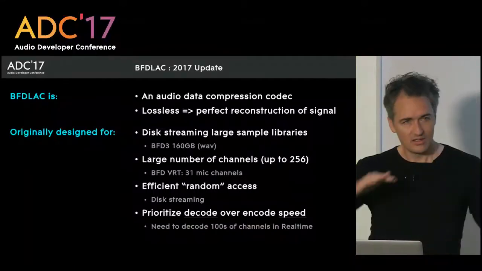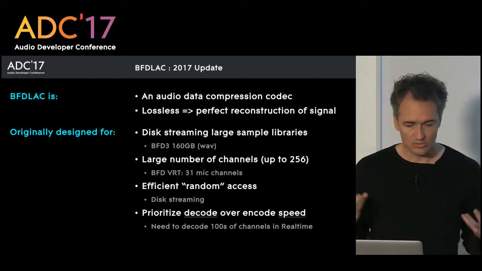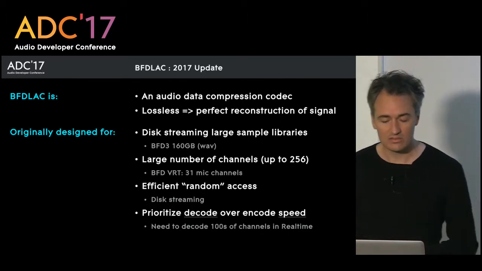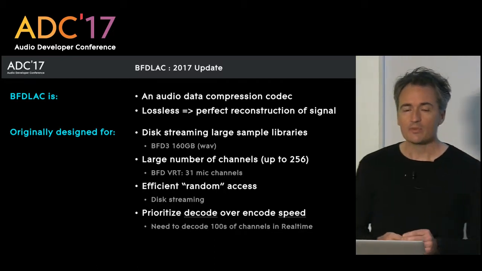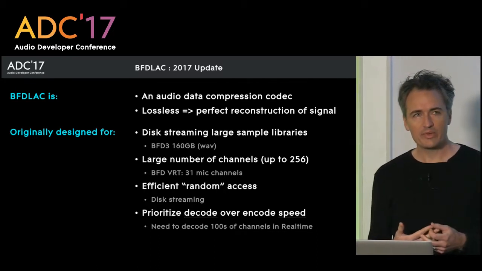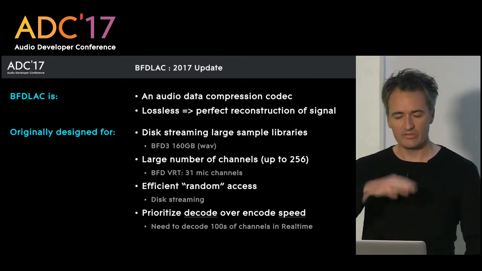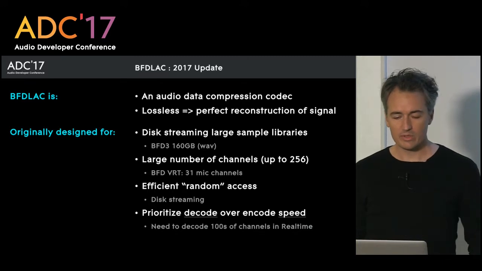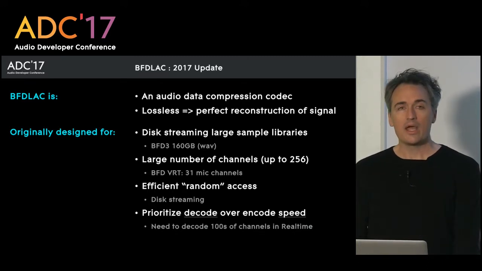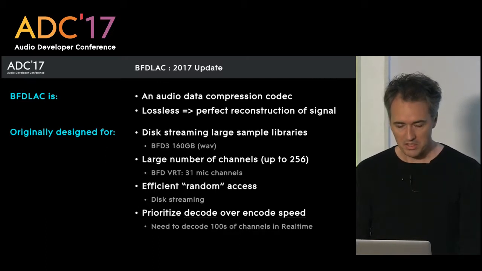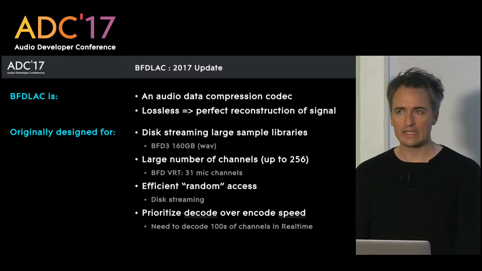First of all, BFDLAC is an audio data compression codec. It's not a dynamic range compressor, it's an actual data compression codec, and it is lossless, which means it has perfect reconstruction of the signal. It was originally designed to help us around a problem in BFD, which was an extremely large multi-channel, multi-velocity drum sampler that we built at FXpansion. As our data set got towards 160 gigabytes, it was becoming increasingly impractical to actually stream that data quickly enough off a standard disk drive.